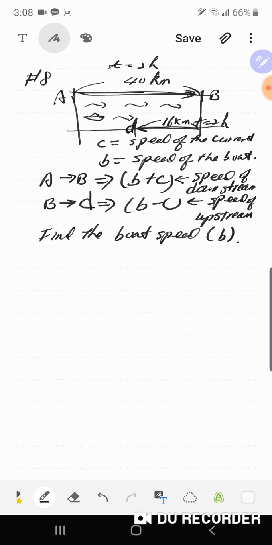So let's find the speed of the boat. In order to do this, let's use the distance formula.